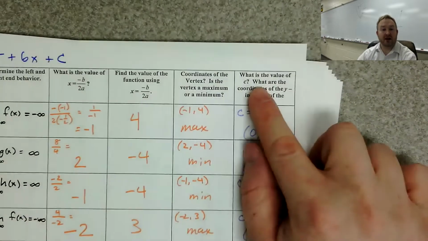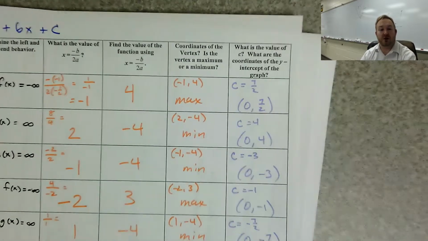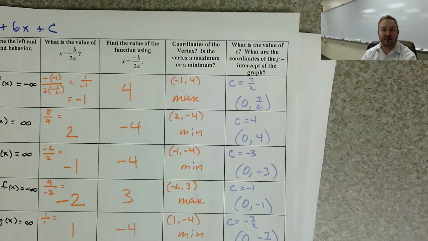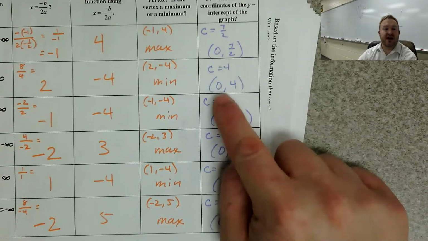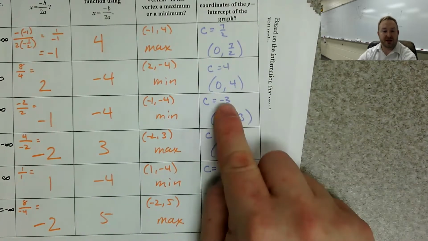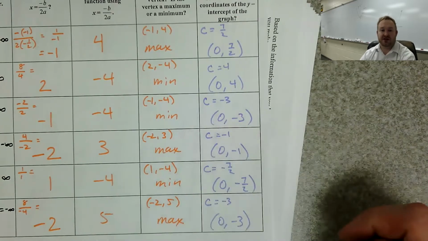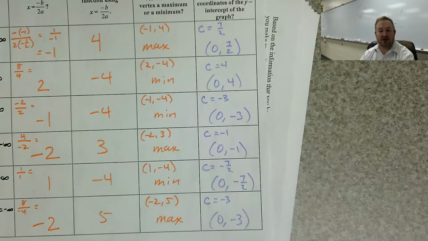As for the value of c, that's the constant term, and we already know that c is going to tell you the coordinates of the y-intercept. So I went through each of those functions and looked at the c value, and then I knew what the coordinates of the y-intercept would be. If the constant term is -3, the y-intercept is (0, -3). The constant term is -1, the y-intercept is (0, -1), and so on.